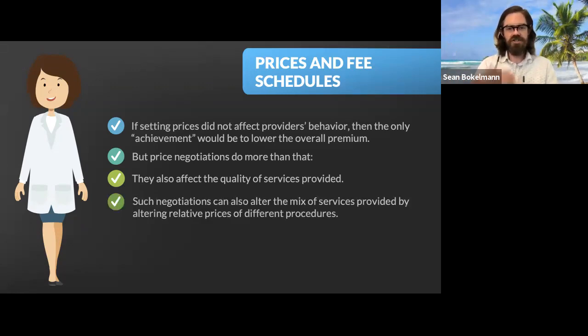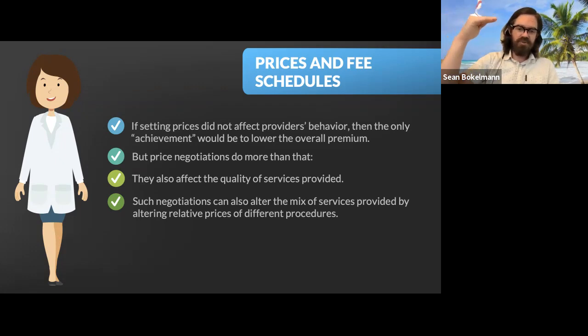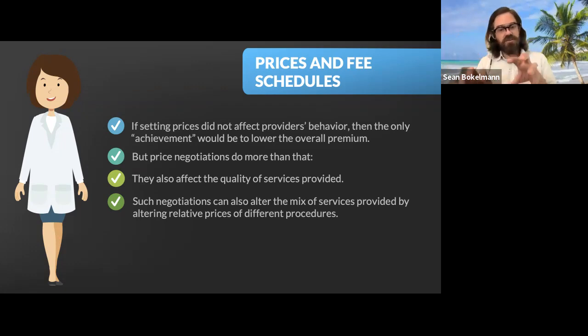And so negotiations can alter the mix of services provided by altering the relative prices of different procedures. Again, the insurance company is setting a price schedule or a fee schedule for different types of procedures. And so it's essentially altering the relative prices of these different procedures. And so it can actually have an impact on the mix of the different procedures that the physician might be willing to provide, in addition to the quality. The quality issue.